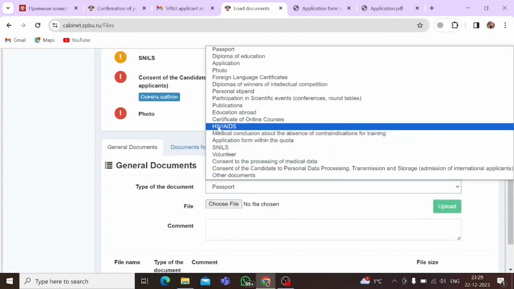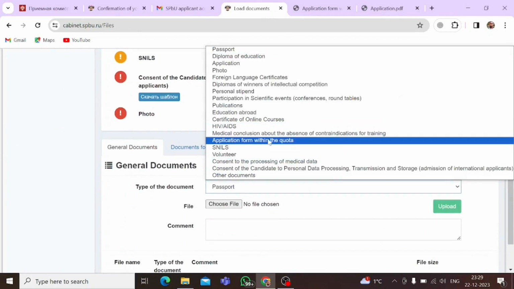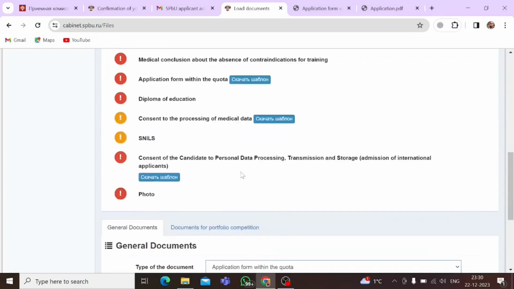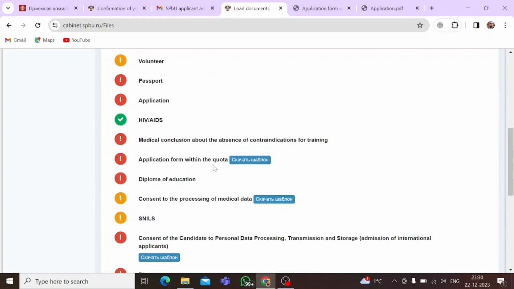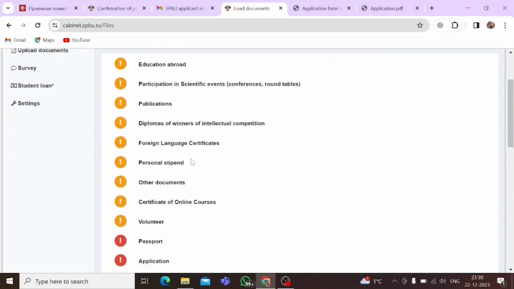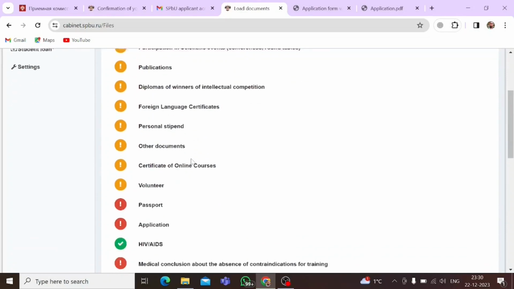Choose this. Application form within the quarter. Choose this. Once you fill it, you're going to scan it and make it a PDF format, and then you upload it here. Beep. If you see that, that's all. That's Russian for that's all. So I think that's all about this form.